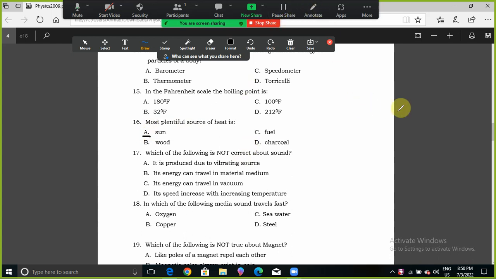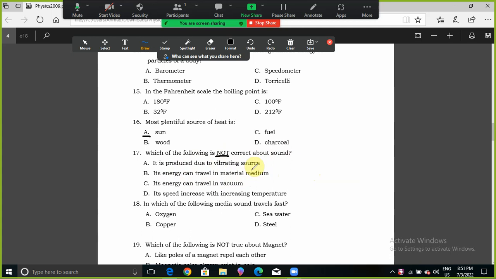Now in question number 17, which of the following is not correct about sound? It is produced due to a vibrating source, or its energy can travel in material medium, or its energy can travel in vacuum, or its speed increases with increasing temperature. Now first of all he said the one which is not correct. So it is produced due to a vibrating source. Yes, it's correct. And its energy can travel in material medium. Yes, it's correct. Sound can travel in material medium. But its energy can travel in vacuum? No. Sound cannot travel through a vacuum. And its speed increases with increasing temperature?